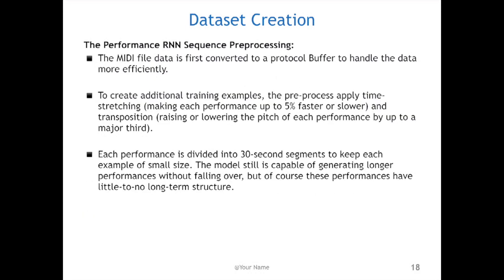The Performance RNN sequence preprocessing. The MIDI file data is first converted to a protocol buffer to handle the data more efficiently. To create additional training examples, the preprocessing applies time stretching and transposition. Each performance is divided into 30-second segments to keep each example of a small size. The model is still capable of generating longer performances without falling over. But of course, these performances have little to no long-term structure.